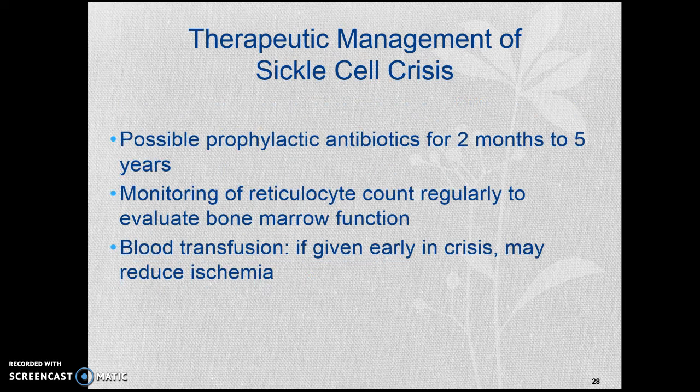You may sometimes see someone taking prophylactic antibiotics for 2 months to 5 years, and this is just to keep a continuous level of antibiotics within the blood. And monitoring of the reticulocyte count is a regular assessment, and what that does is it evaluates bone marrow function and can kind of predict when a sickle cell crisis is impending by a rise in reticulocytes.